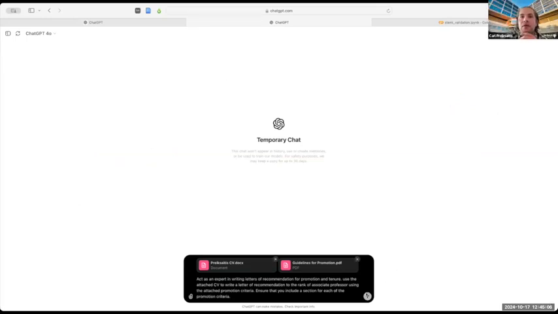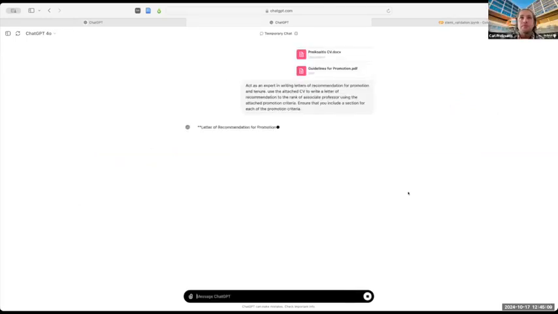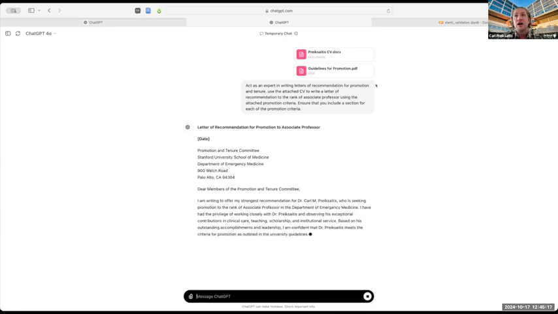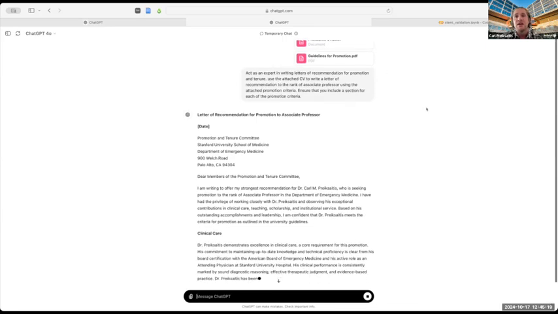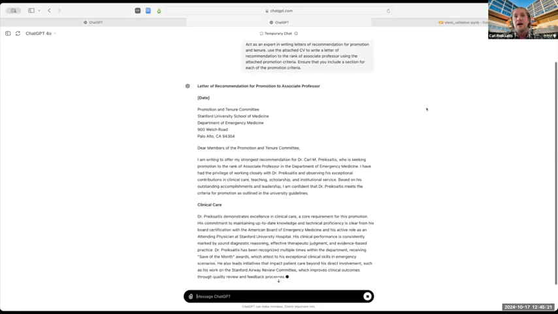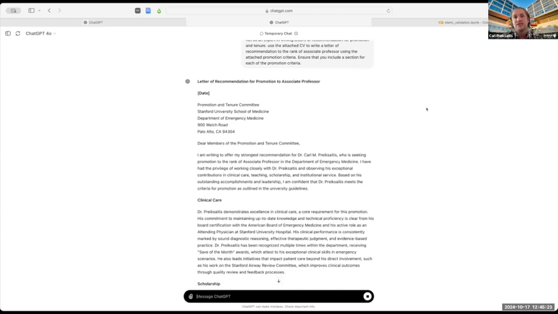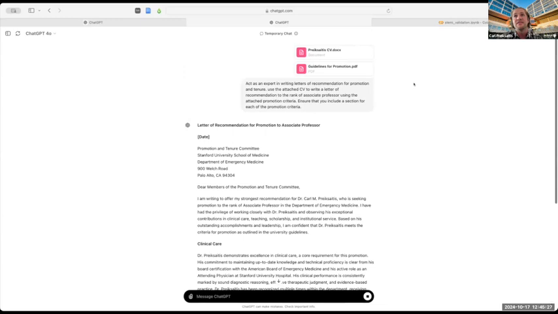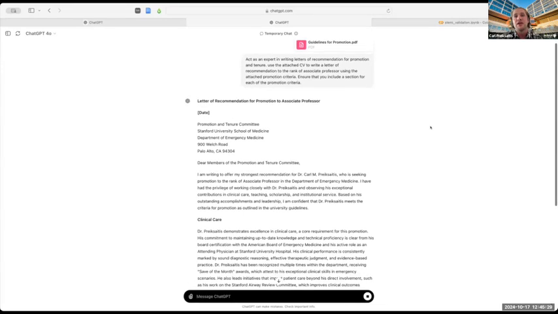And then I'm just going to put it in. This is a PDF and a document, and it will draft a letter that's based on some of the guidelines. It fills in some of the details based on the CV and looks for things in the CV that would align with the guidelines for promotion.